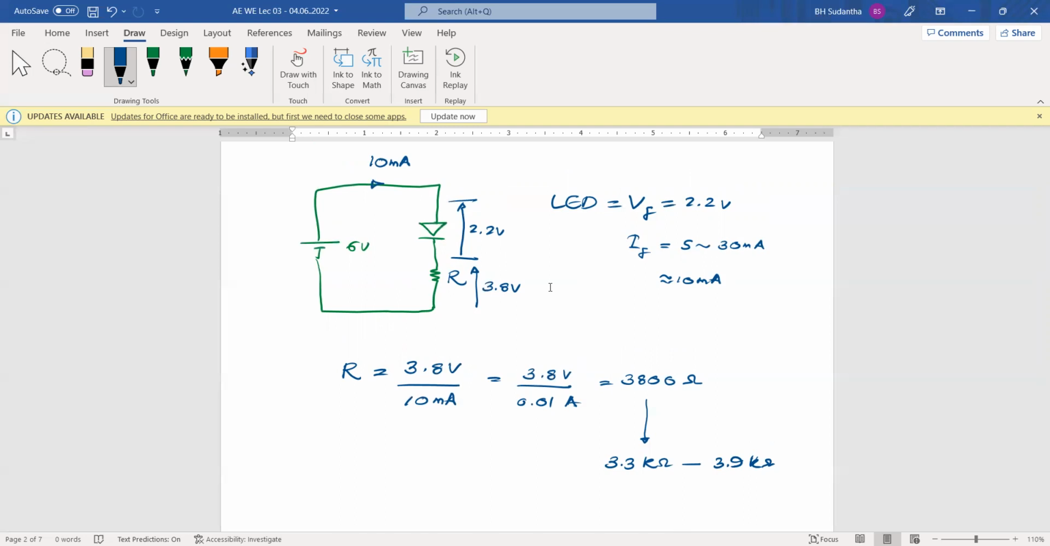Sorry, it should be 380 ohms. Okay, then if you have 380 ohms, we don't have this figure of resistors in practice. We have only 330 ohm or 390 ohm resistors. Then you can select either one.